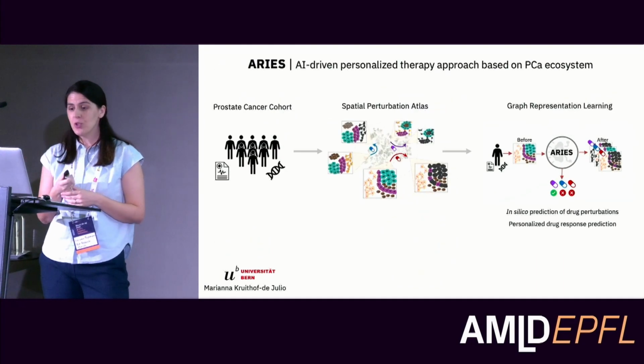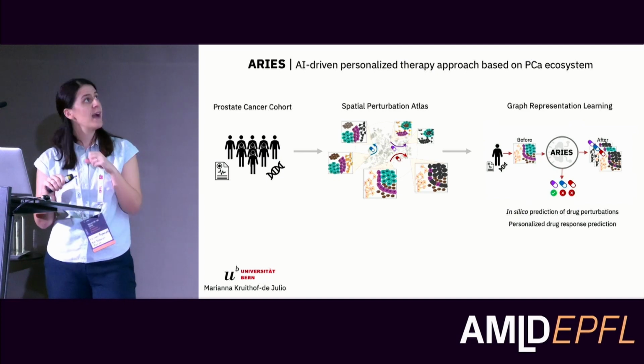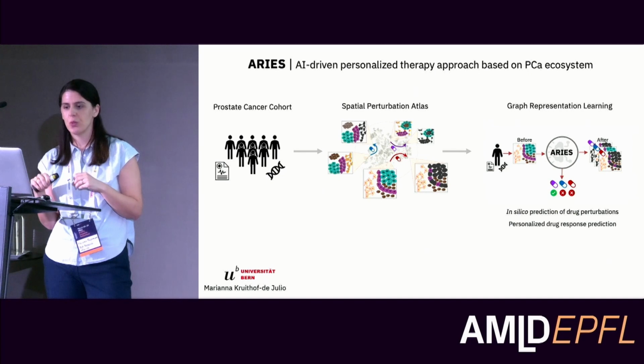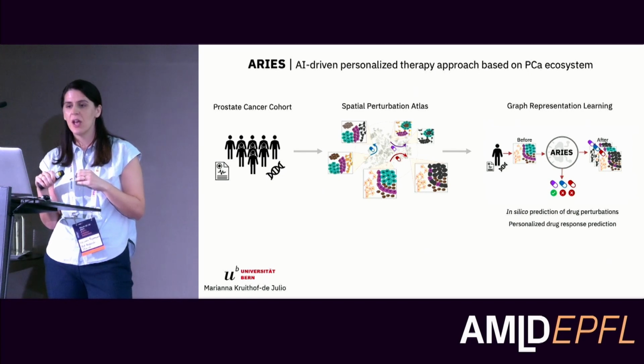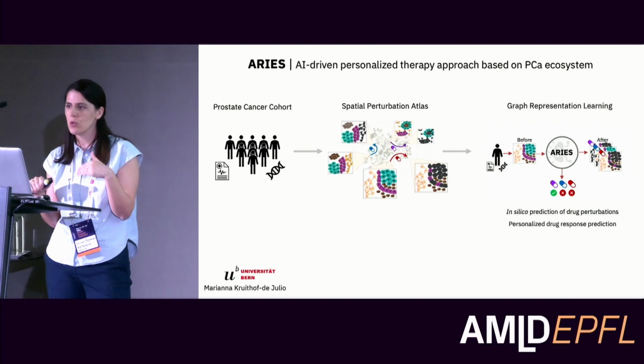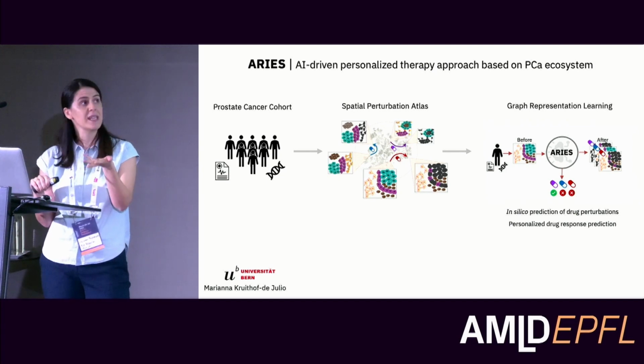And the second project is called Aries, and again, it's about prostate cancer. We have a prostate cancer cohort that you see here through our collaboration with Bern, with a clinic there. And then what we're doing is that we're profiling a TMA of these patients with imaging mass cytometry. Now, this is a little bit different. It's not metabolomics anymore, it's proteomics, but still it's along the same lines.